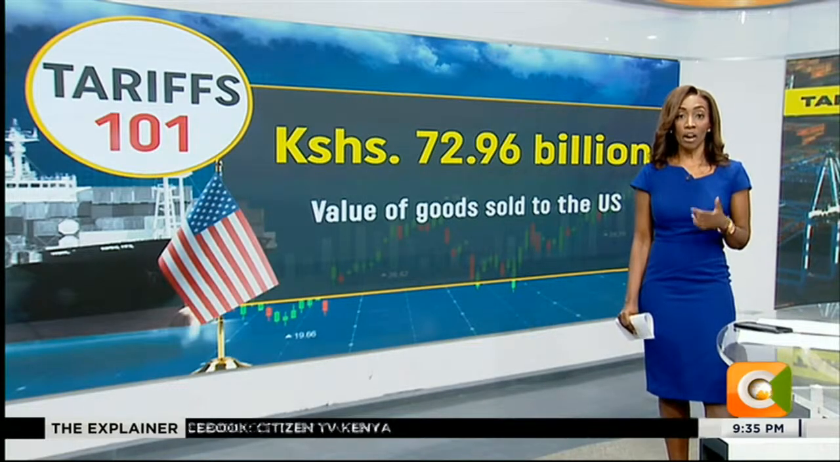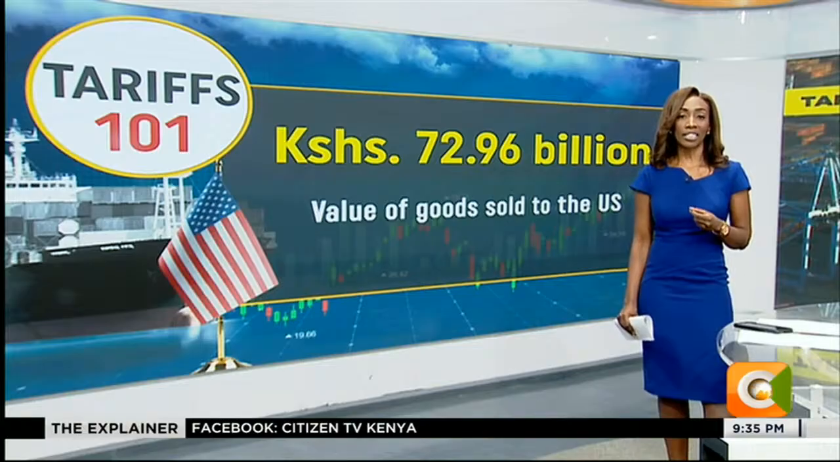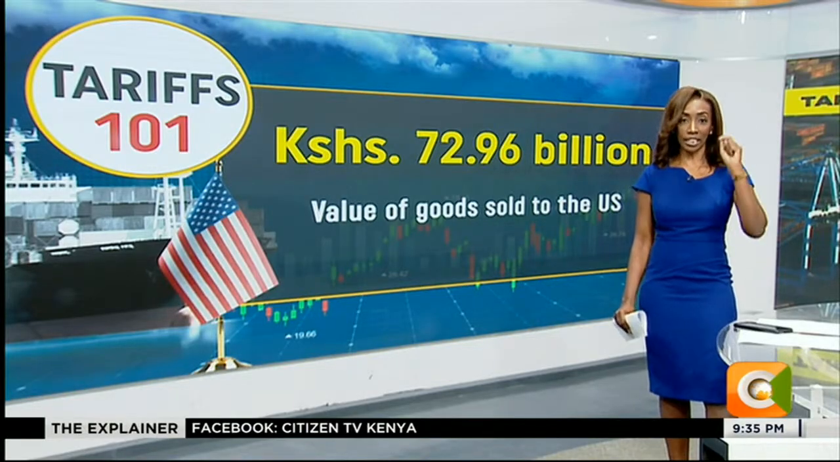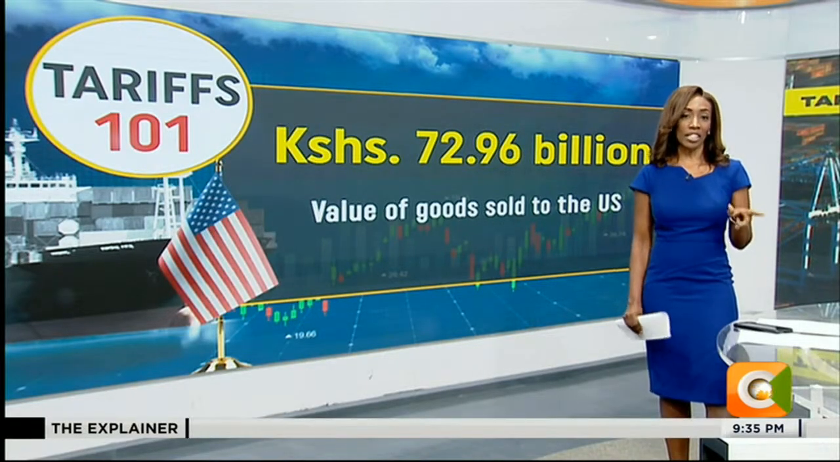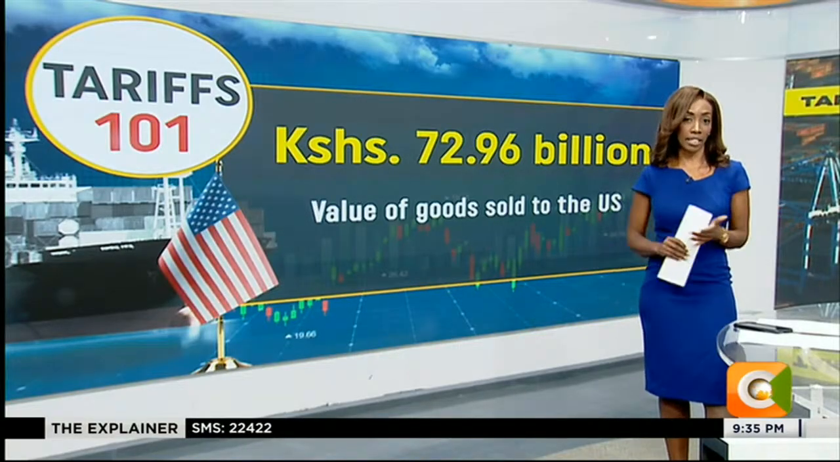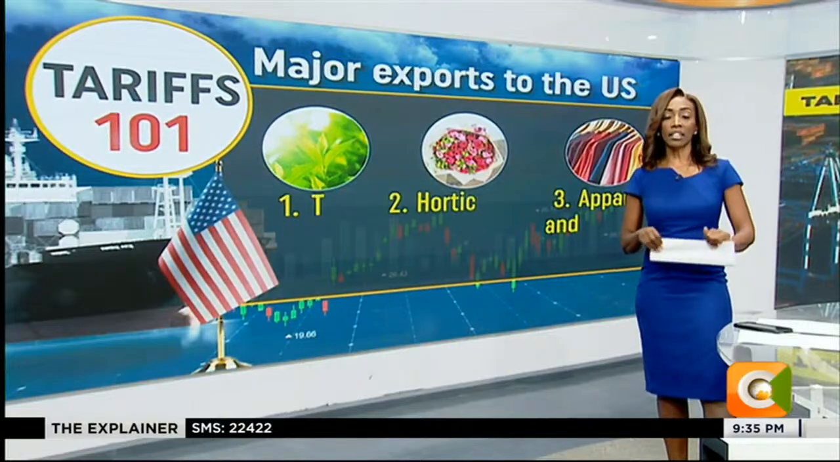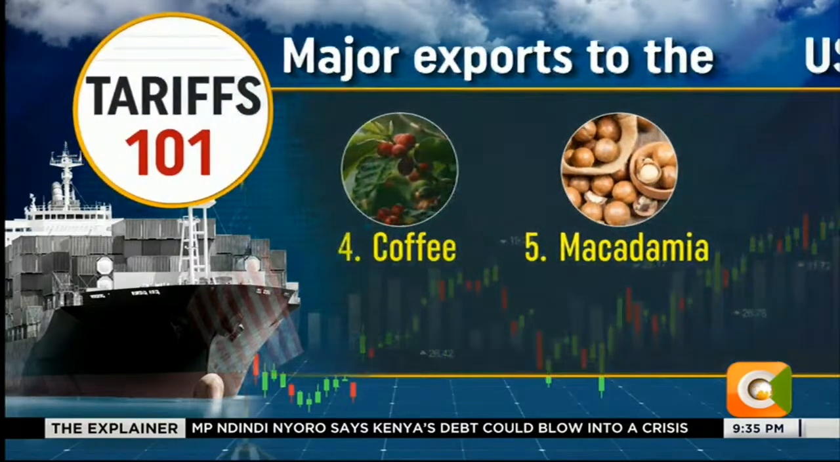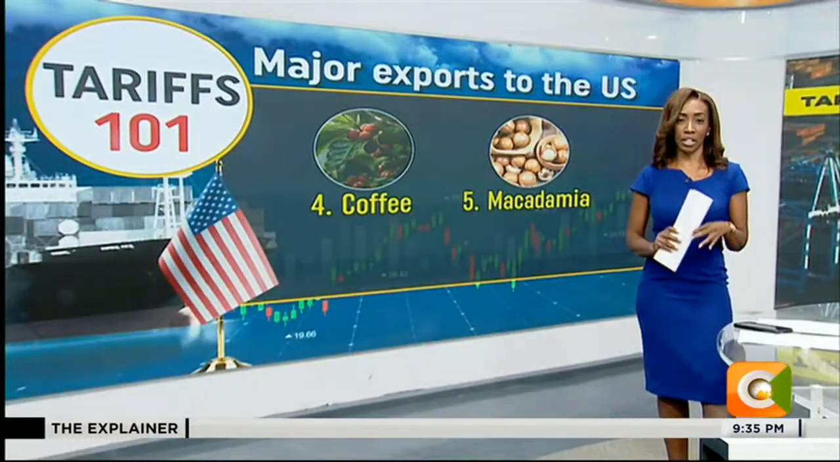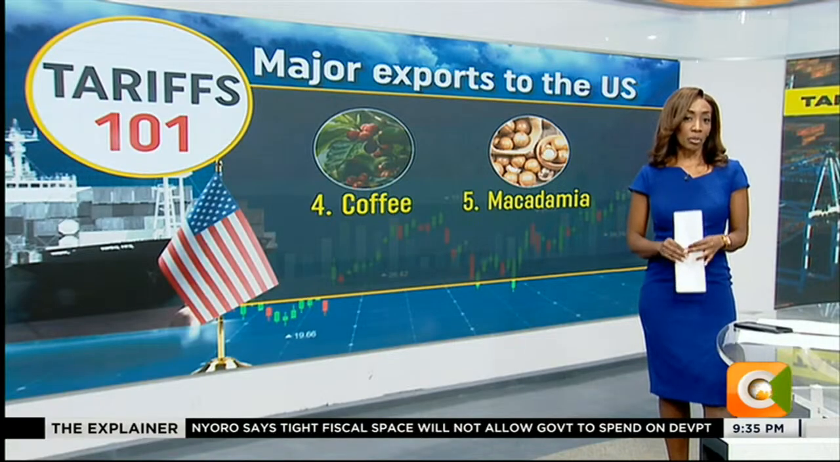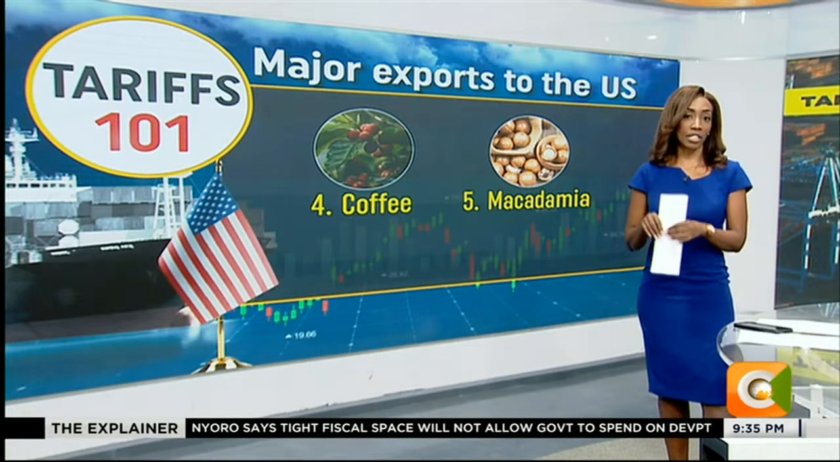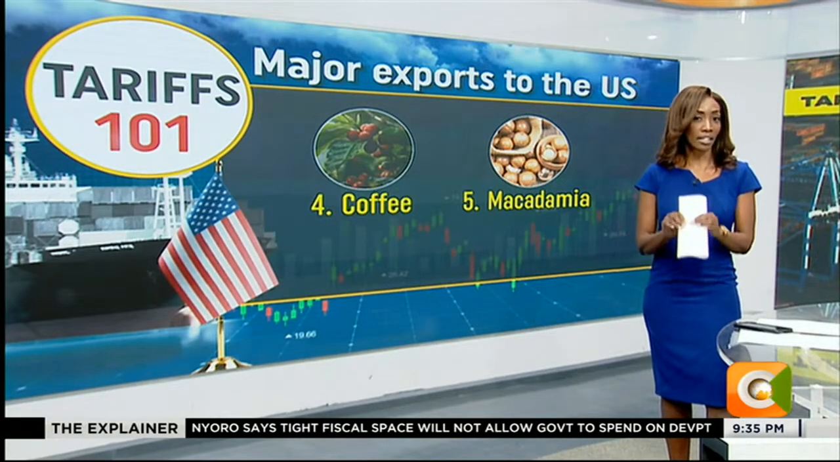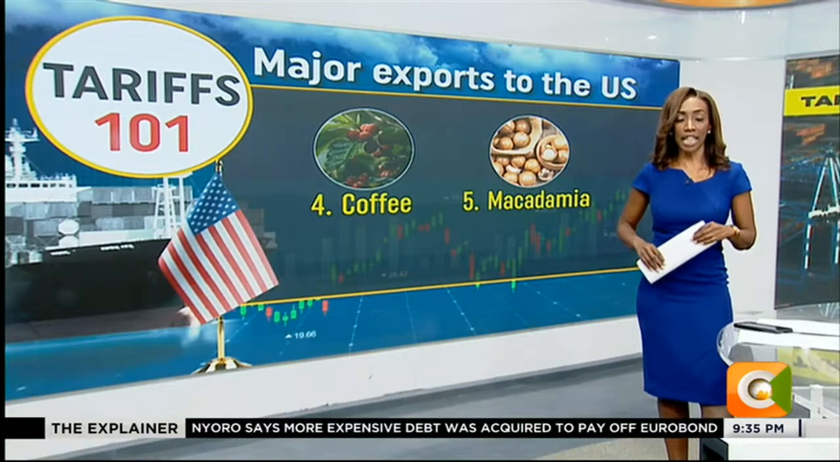Kenya's exports to our fifth biggest trading partner were valued at 72.96 billion shillings in the year 2024. Now, this was an increase of slightly over 20% from the previous year, that is 2023. Now, Kenya's exports to the world's largest economy include tea, horticulture, apparel and clothing, coffee, and also increasingly macadamia, although this has had a couple of issues last year. Now, remember, some of these exports benefit from the tax and quota-free trade deal under AGOA. Remember that? The African Growth and Opportunity Act.